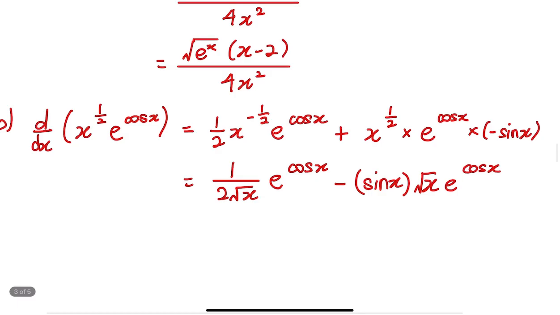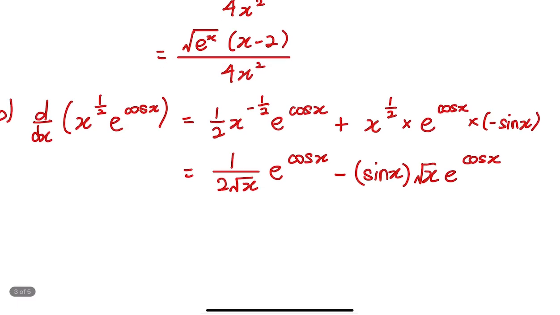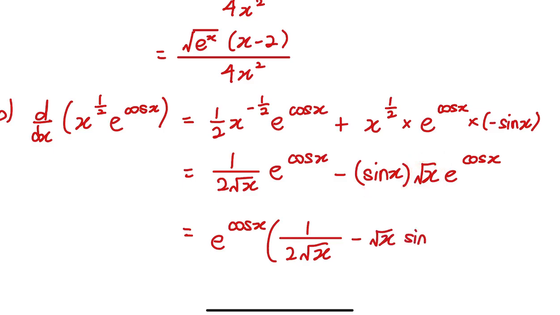Okay, then I can further simplify this from here. By further simplification, I can factorize out my e power cosine x. If I were to factorize it out, I will simply get e power cosine x times 1 over 2 root x minus, you can write the root x in front because this is sine x times square root x. So to not get confused, I can write square root x sine x.